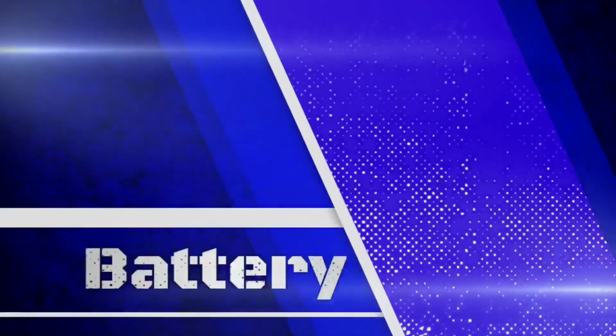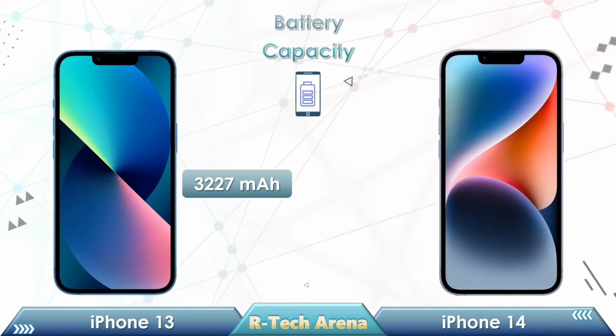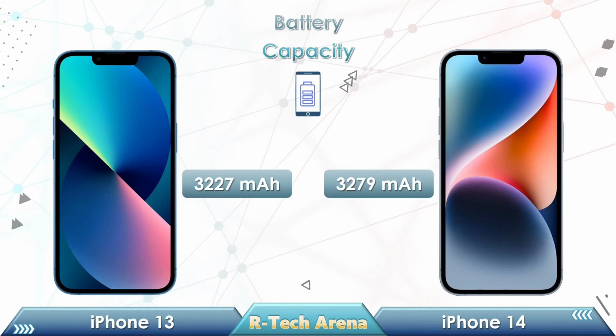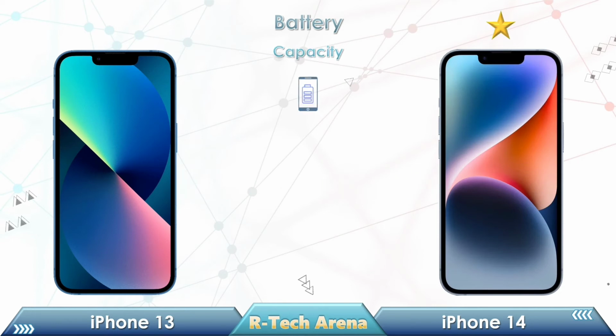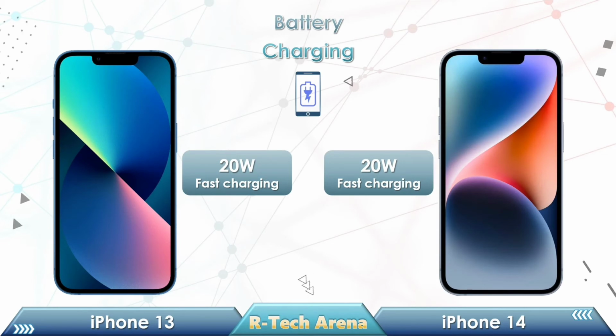Friends, let's compare the battery between these two phones. The battery capacity in iPhone 13 is 3227 mAh, whereas the iPhone 14 has 3279 mAh. iPhone 13 supports up to 20 watts fast charge, and iPhone 14 also supports up to 20 watts fast charge.